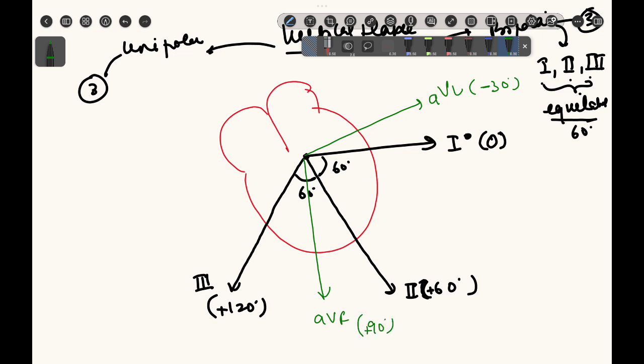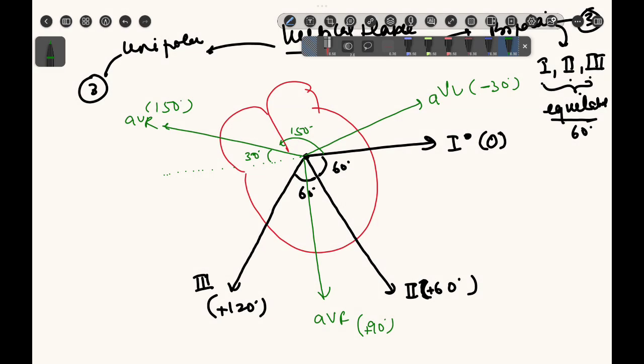And the last one in this will be AVR, which is representing the right side of the heart. If I draw a line a bit in the elongation of lead number 1, this is a 30 degree angle, but from this it will be a 150 degree angle. That's why it is 150 degrees, but since again it is going opposite to the axis of the heart, it will be a negative one.